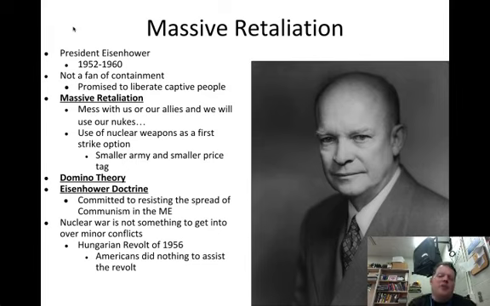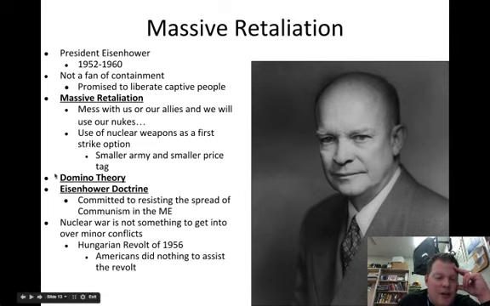Okay, Eisenhower also believes in what's known as the domino theory, which means that if one country in a region falls, you can assume that more countries will fall as well. And so that's why we see in Asia, for instance, when Vietnam appears to be teetering towards communism, we're going to freak out and jump in and say, no, we can't let any country go communist, because if that happens, more will come. Okay? Eisenhower also makes a commitment to keeping communism out of the Middle East with the Eisenhower Doctrine.